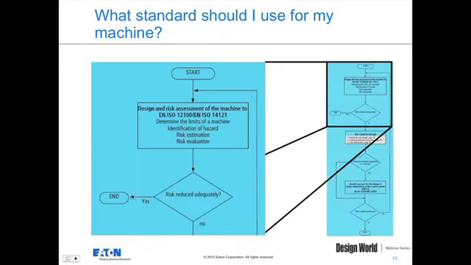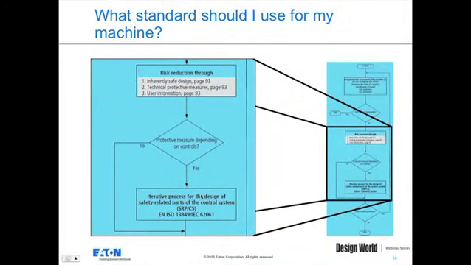If the risk is reduced adequately, you can end the process at that point. If the risk is not reduced adequately, you go to the next step. So you're looking at inherently safe design, so basically designing out the risk from your machine, adding technical protective measures, or making use of user information to limit the hazard that's present there.